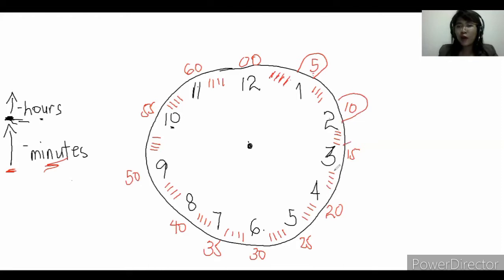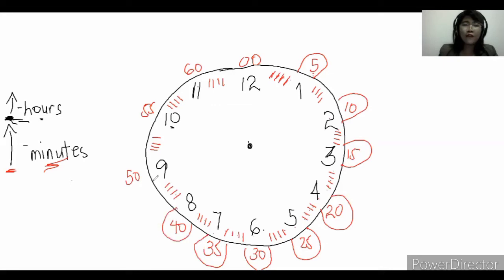15. 20. 25. 30. 35. 40. 50. 55. 60. Each time counting 1, 2, 3, 4, 5.